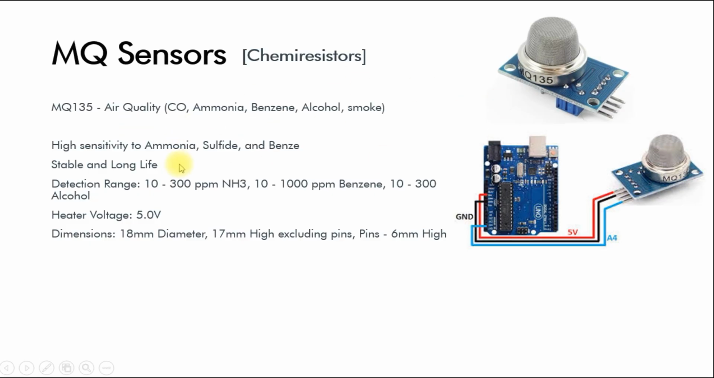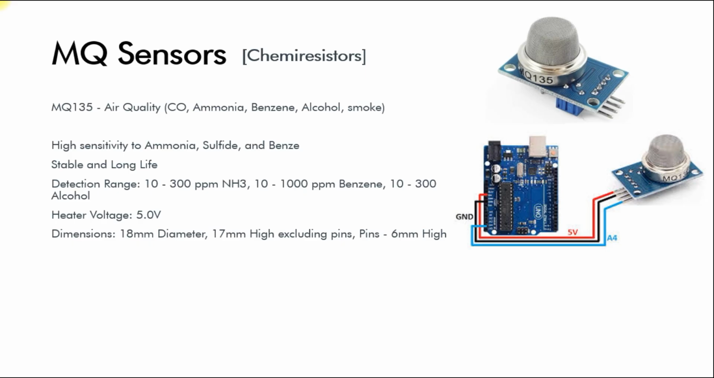It is highly sensitive to ammonia, sulfide and benzene, and it is stable, with a long life and a wide detection range. The range is 10 to 300 ppm for NH3, that is ammonia, 10 to 1000 ppm for benzene, and 10 to 300 ppm for alcohol. Its voltage is 5 volts. It can give values from 0 to 1023, because a 10-bit ADC is available within the Arduino UNO. So 2 power 10, that is 1023.